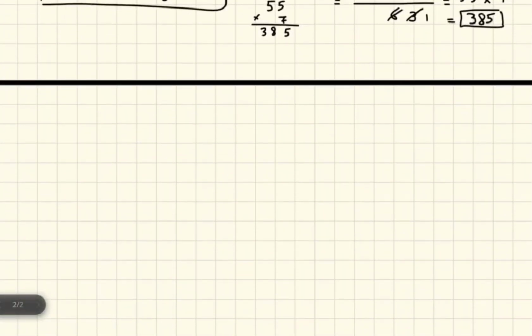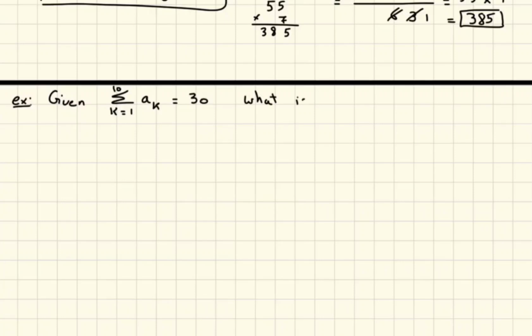Alright, now I'm gonna do some examples. So if you are given in a question the sigma of a_k, with k from 1 to 10, and I tell you the answer of that is 30, and the question is, what is the value of sigma from k equals 1 to 10 of 3a_k?